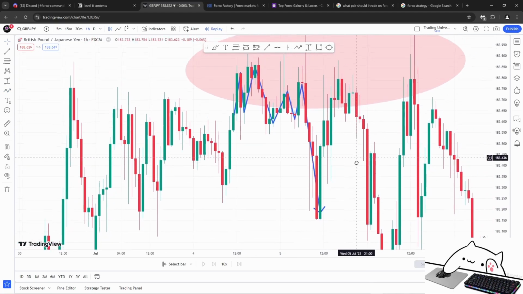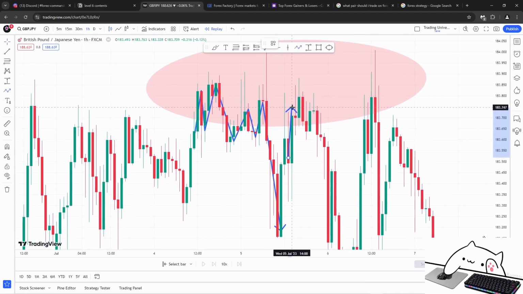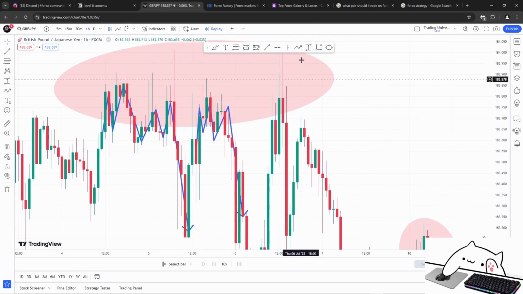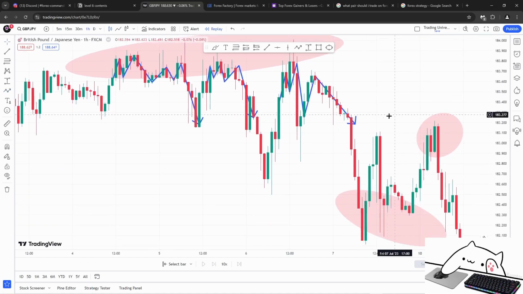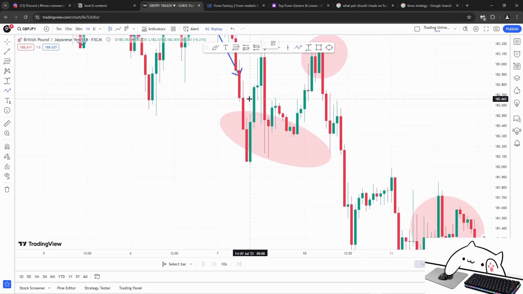Then it goes down. Again here, another head and shoulders. Goes down. Again here, another very, very deformed head and shoulders. Then it goes down. Okay, just keep going.